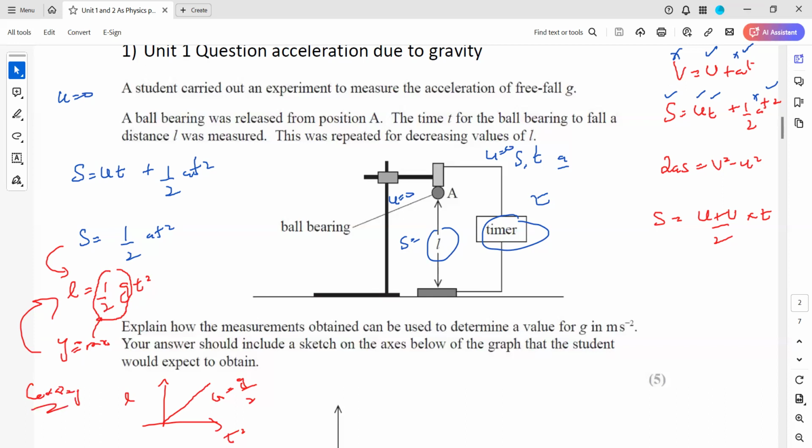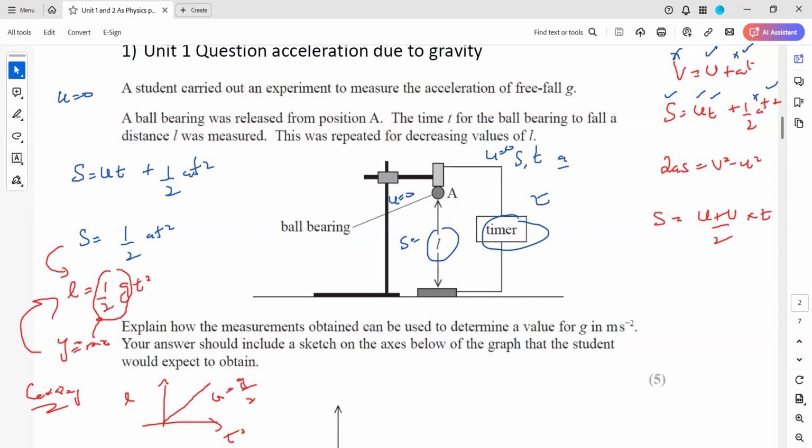So you have to mention, like, 1 mark you will get when you mention using the equation S is equals to UT plus half AT square, in which the initial velocity is 0. The second mark you will get by mentioning that we will measure the length by using a ruler, and we use the timer to record the time interval. Then we'll plot a graph between the length on the y-axis and the time square on the x-axis. The gradient of the graph will be equals to half of g. So g is equals to twice the gradient. And it will be a straight line which will pass through the origin.